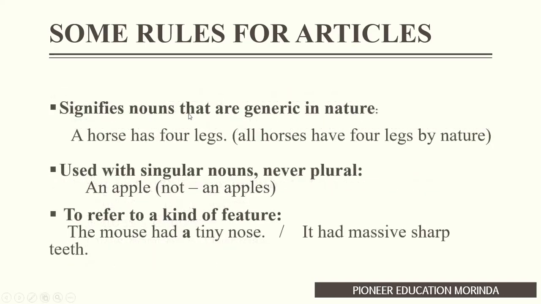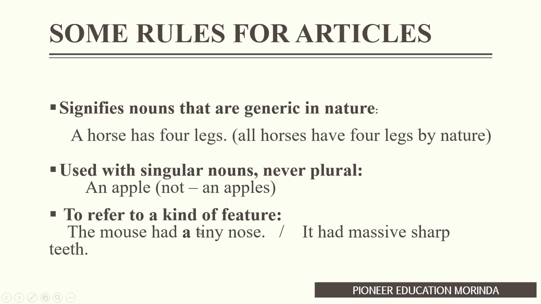When we signify nouns that are generic in nature, for example, a horse has 4 legs. So we all know that all horses have 4 legs by nature. So that is generic in nature and it is understood. So we use a horse has 4 legs. We use them with singular nouns, never plural. An apple, not an apples.